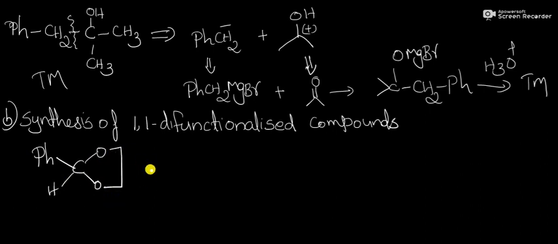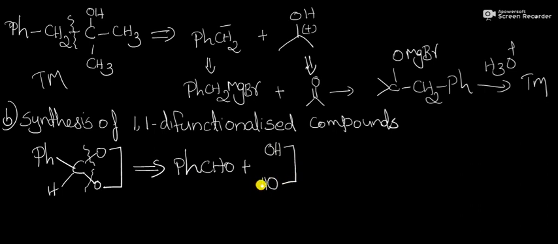This can be prepared from two group disconnection, that is here and here we disconnect, and we get corresponding synthetic equivalents like PhCHO plus diol HOCH2CH2OH. That is glycol. On reacting with the aldehyde we get acetal.